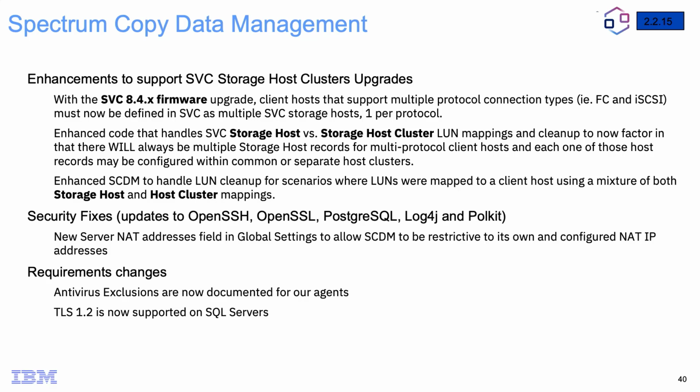We've also done numerous security fixes for Log4j, Postgres, and updates to OpenSSH and OpenSSL, and we have added a new server NAT address field in the global settings to allow SCDM to be restricted to its own configured NAT IP addresses. Finally, we now support TLS 1.2 on SQL servers, and we have documented how you can exclude antivirus settings for the Spectrum copy data agents.